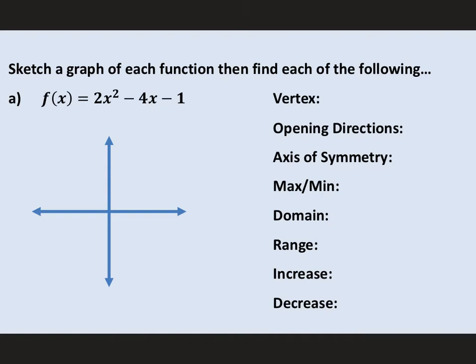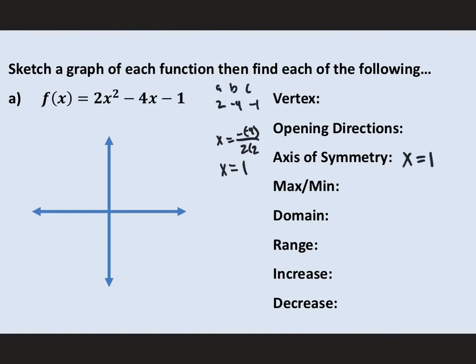So first things first, our a, b, and c values, so we can find some stuff. Our a is 2, our b is -4, and our c is -1. We'll go ahead and find the axis of symmetry first. x equals -4 over 2 times 2. That becomes 4 over 4. x equals 1. So we know our axis of symmetry is x equals 1.